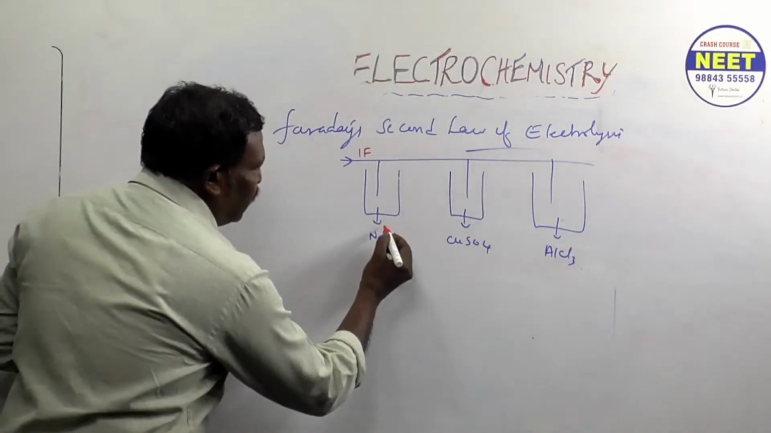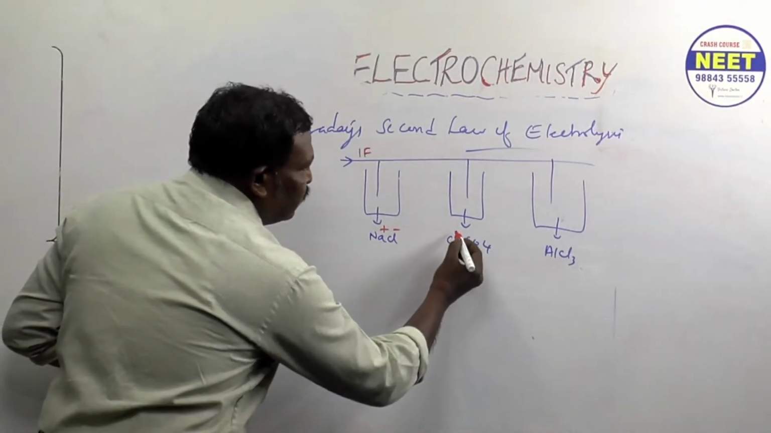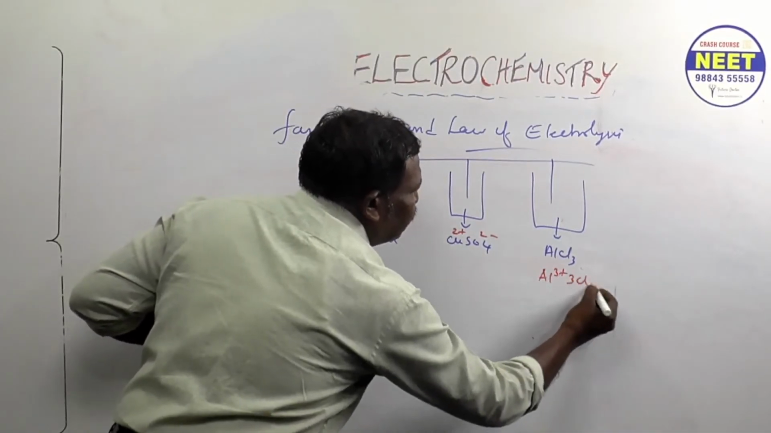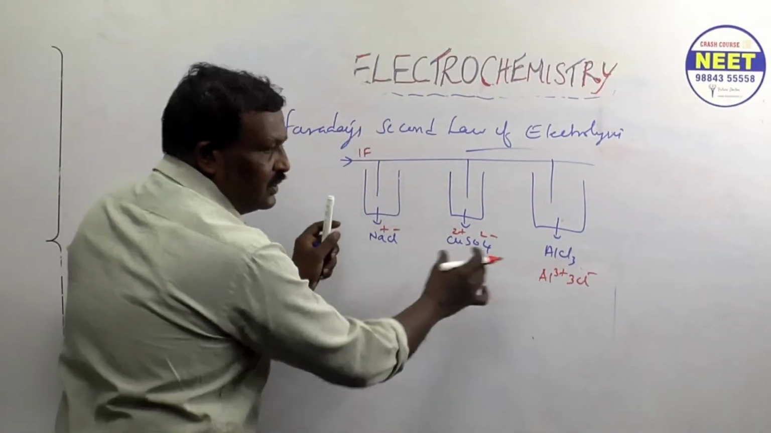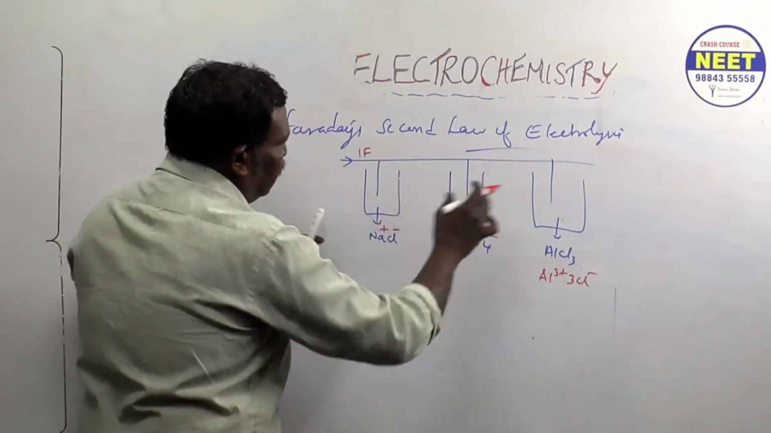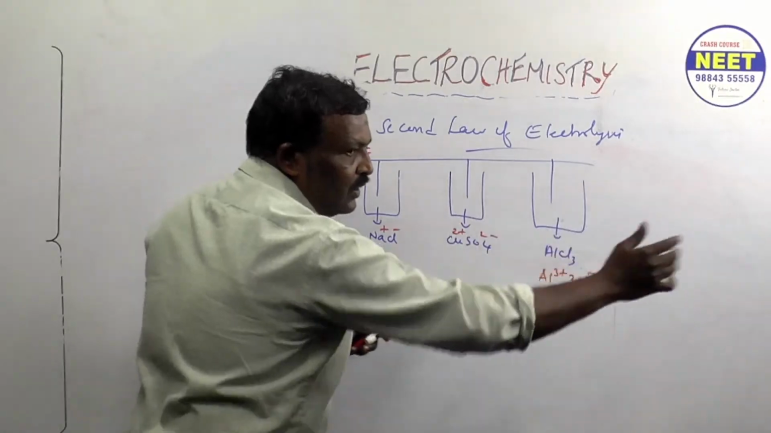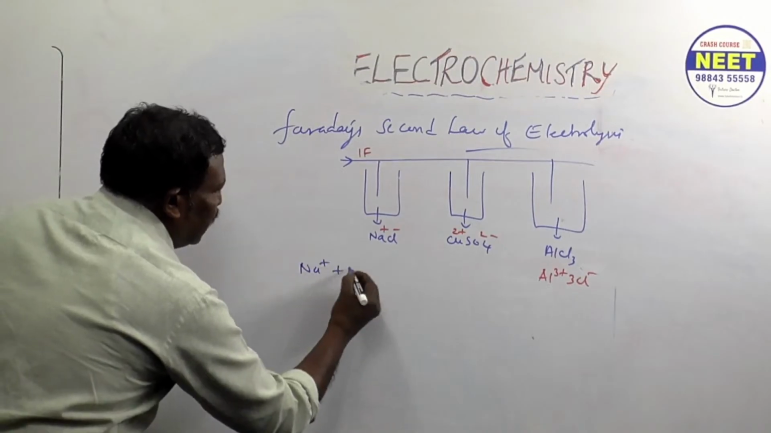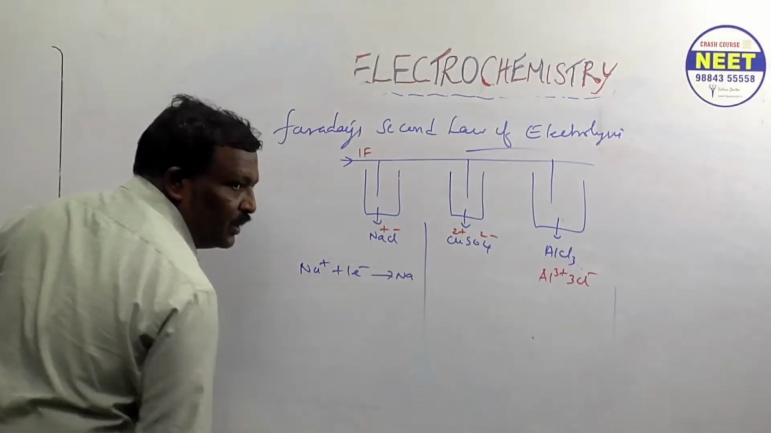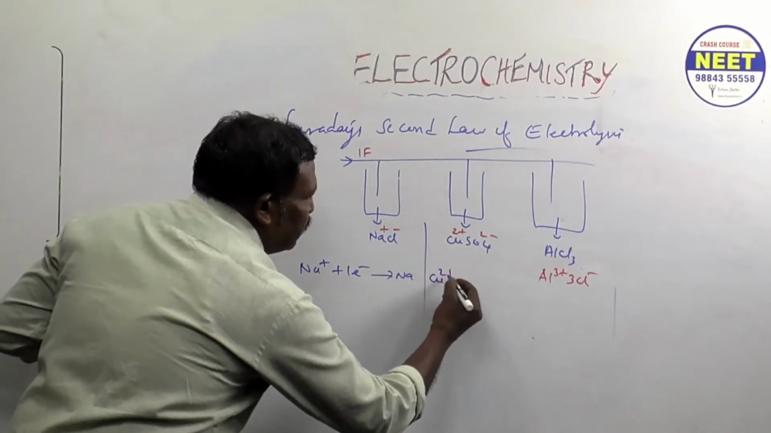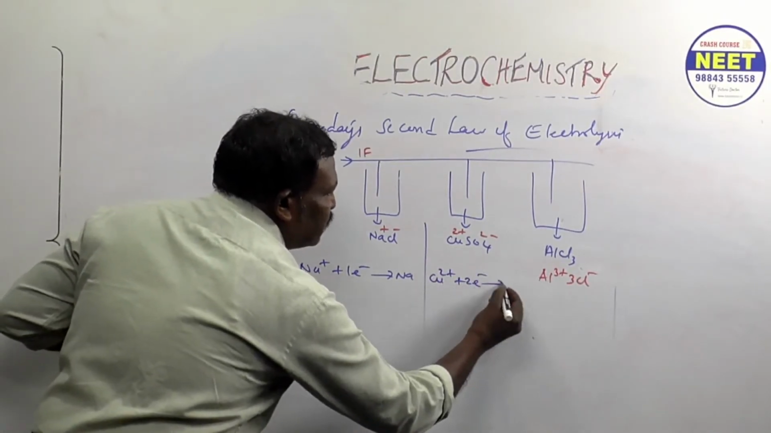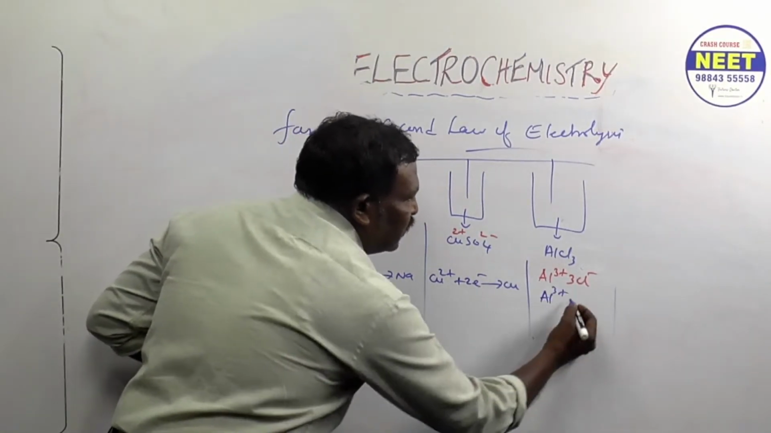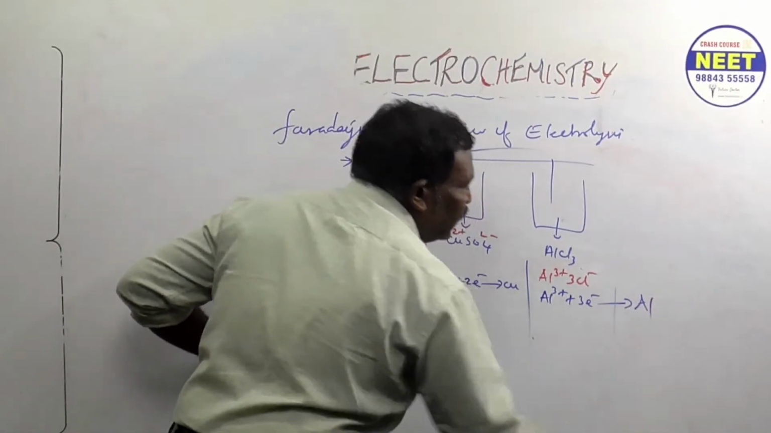It will be like this: Na+, Cu2+, Al3+. When you pass the same quantity of electricity through different electrolytes, how much sodium is deposited? Sodium gets 1 electron, then it becomes sodium. Copper 2+ gets how many electrons? 2. Then only 1 mole of copper is deposited. Aluminum ion needs 3 electrons, then only Al is deposited.